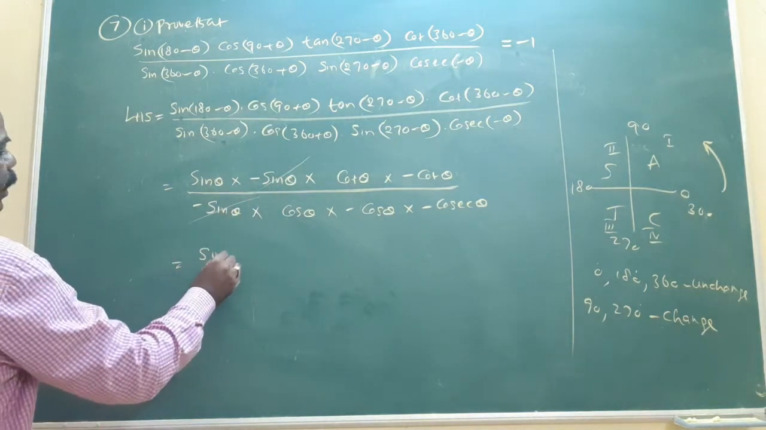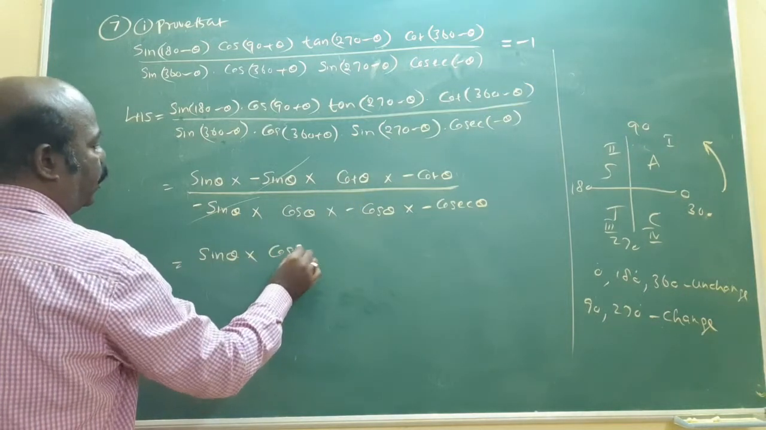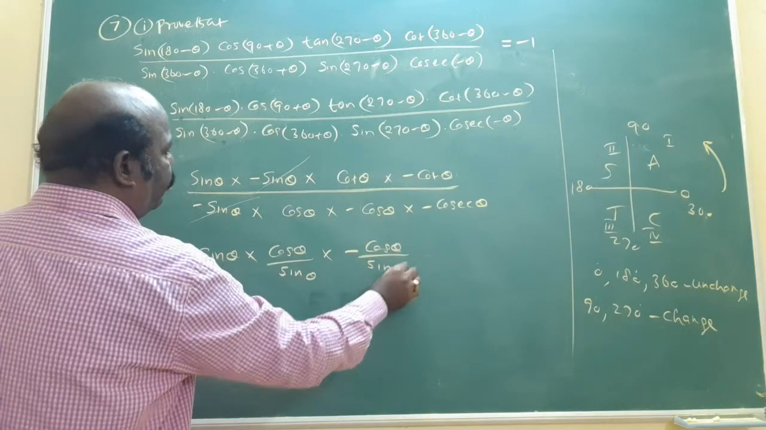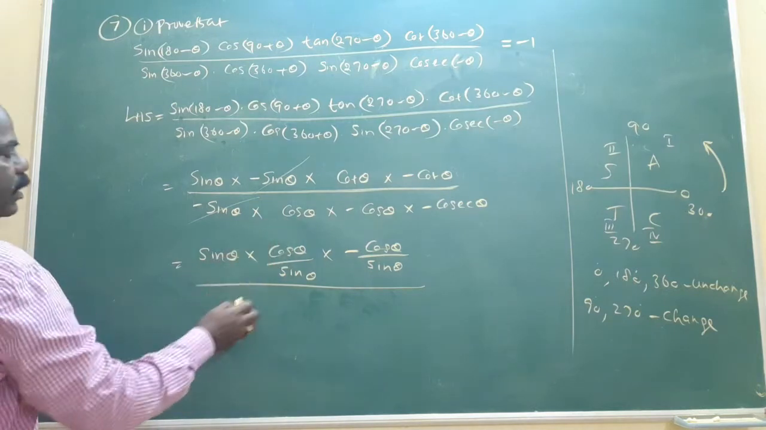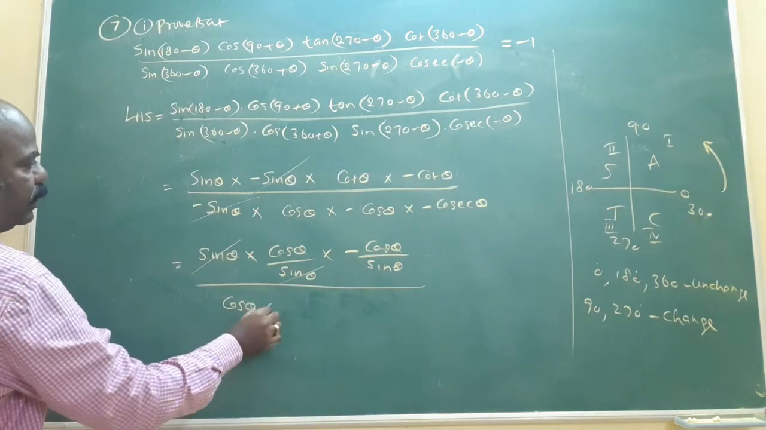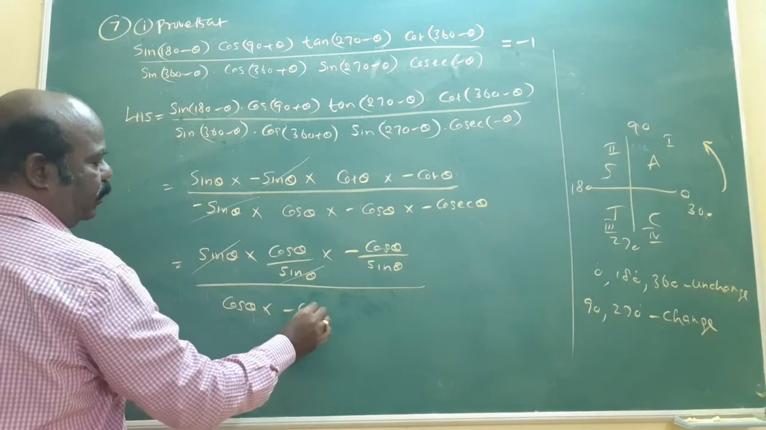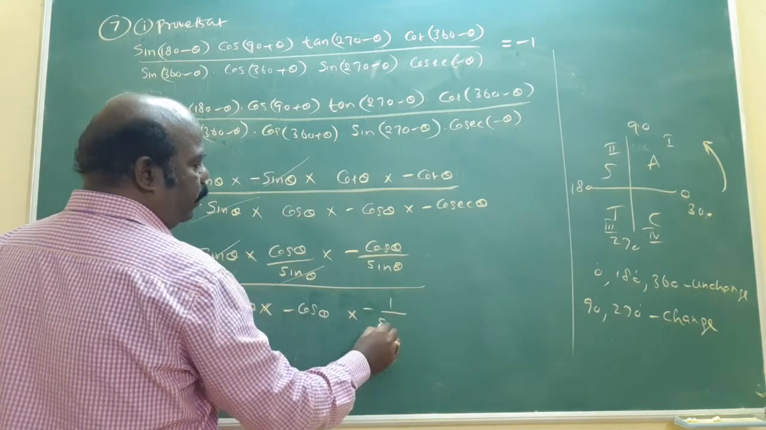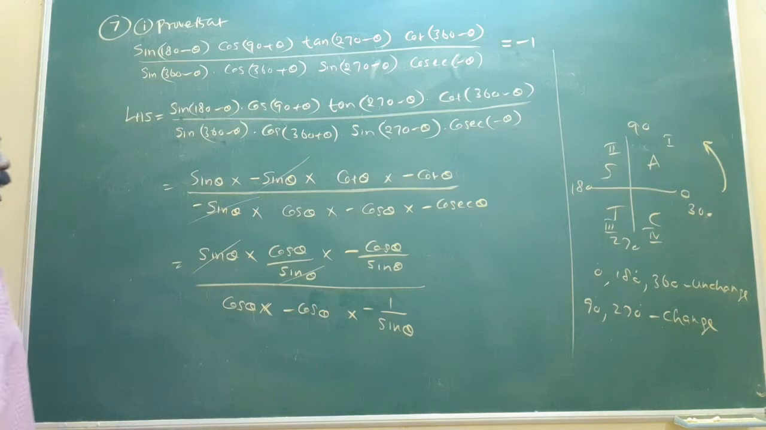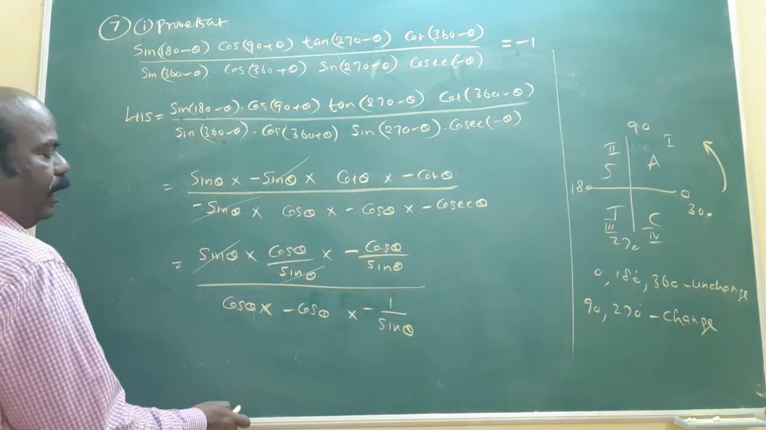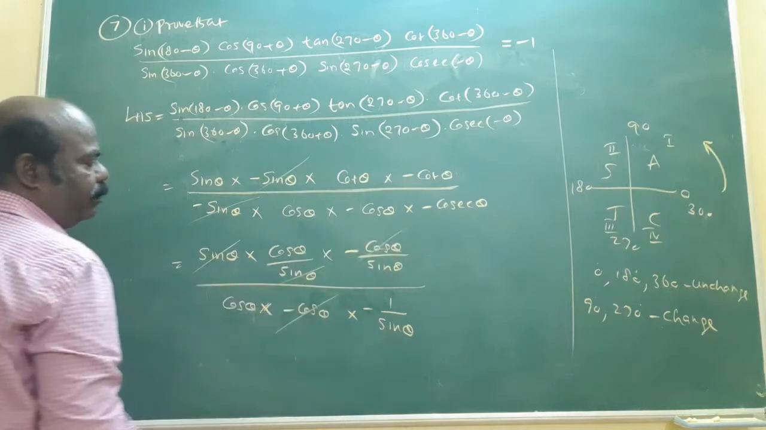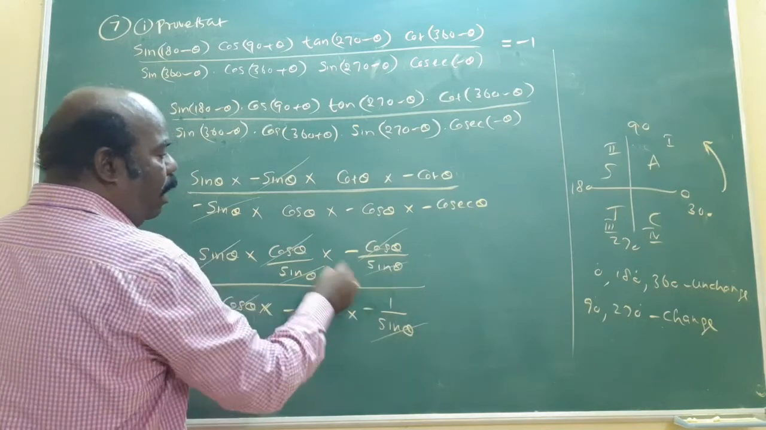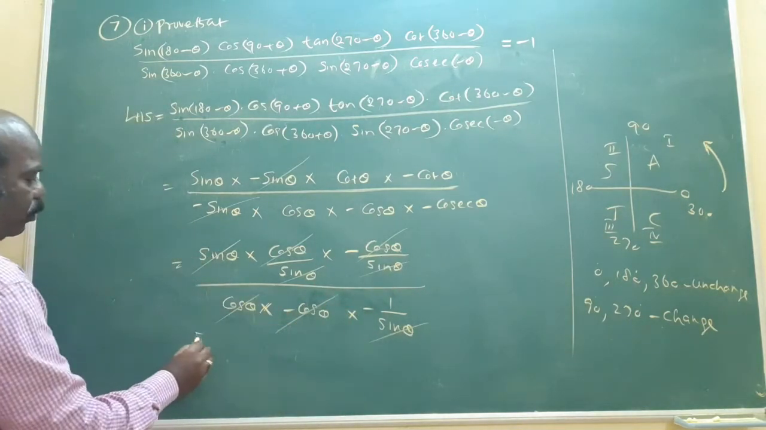Next one, sin theta into cot is what? Cos by sin. Again minus cos by sin. Here cos and sin will cancel. Cos theta is there. Again minus cos theta is there. Cosec theta is what? 1 by sin. Minus 1 by sin. Am I right? Because minus is there. Now again this will be cancelled. Minus cos cancels. The denominator sin cancels. All that cancel, only minus is there. That is minus 1. That is RHS.